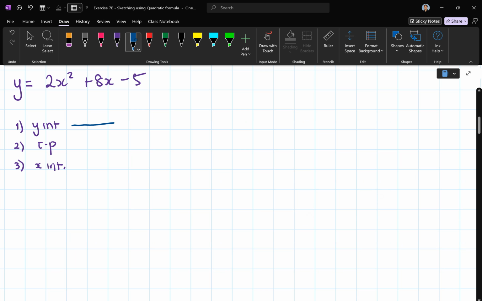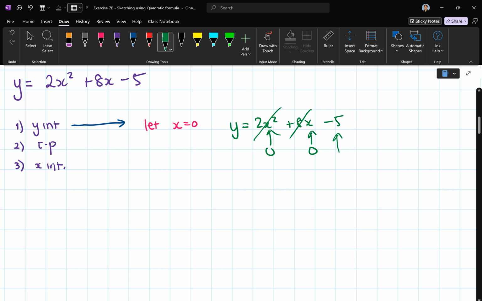So the first one, y-intercept. You know that to find the y-intercept, you let x equals 0. And that's the easiest one to find because we know that the equation y equals 2x squared plus 8x minus 5, if you sub 0 in, essentially this will cancel out and you end up with just negative 5. So really, the y-intercept would then be y equals negative 5. When x is 0, y is going to be negative 5. So you already got the y-intercept. That is now checked off.